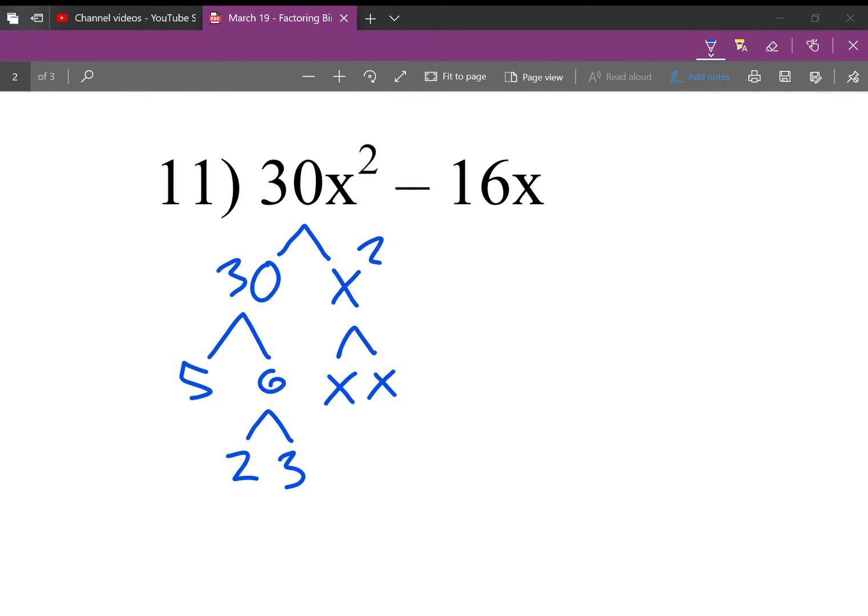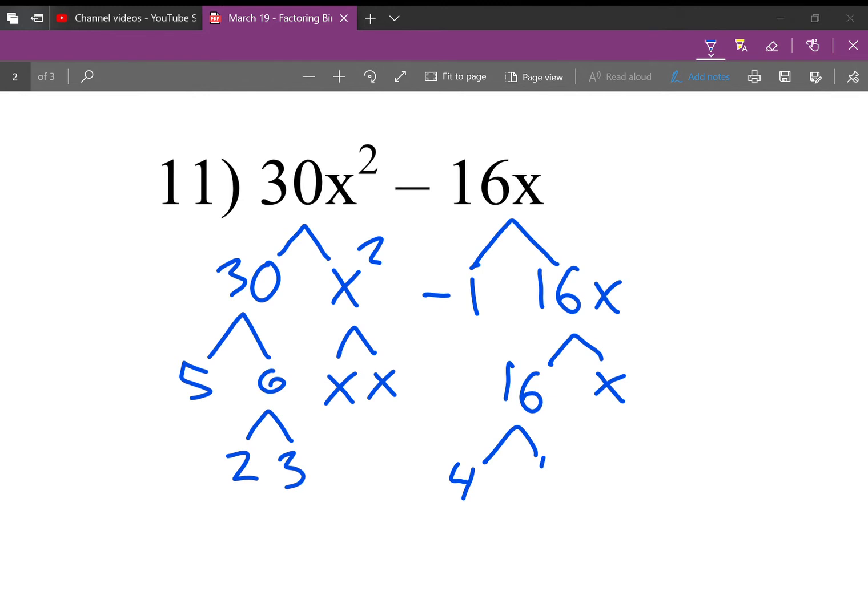No big deal there. Over here, though, I have negative 16x, and you kind of have a choice here. I'm going to really strongly recommend you stick with what I said and get the negative 1 out of there right away. Because now that we have 16x, we know how to deal with this one already, which is to separate the 16 and the x. And so I just think that's the best way to deal with it. Let's go ahead and break the 16 into 4 and 4. And of course, both of those 4s are really 2 times 2. 2, 2, 2, and 2.